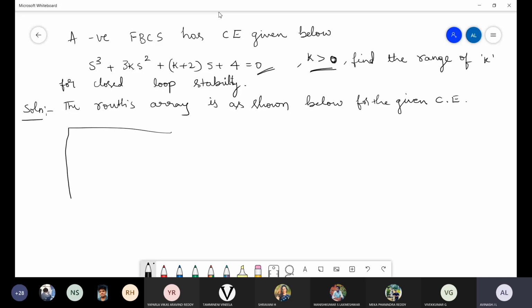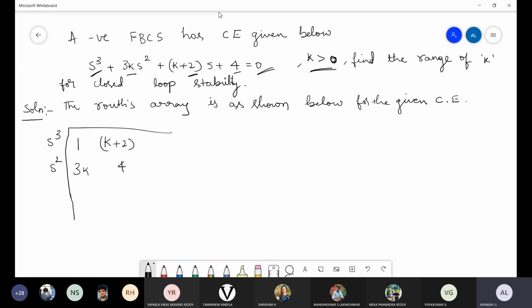So in this particular concept, what we do is draw the line, so we'll make it ready. First the highest power is s cube, the coefficient is 1. So we'll consider this one and skip the next one. Next is k plus 2. We'll skip it. So once you keep it, there is nothing to do. So go for s square. Here 3k is the value, 3k, and if you skip it, this is the array first step.